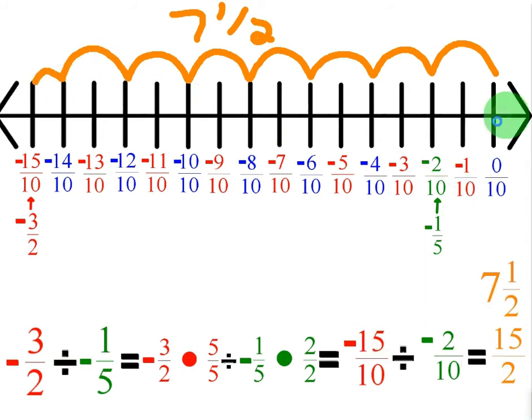Or you can think of it this way: if it's 15 halves, there's 1, 2, 3, 4, 5, 6, 7, 8, 9, 10, 11, 12, 13, 14, 15.